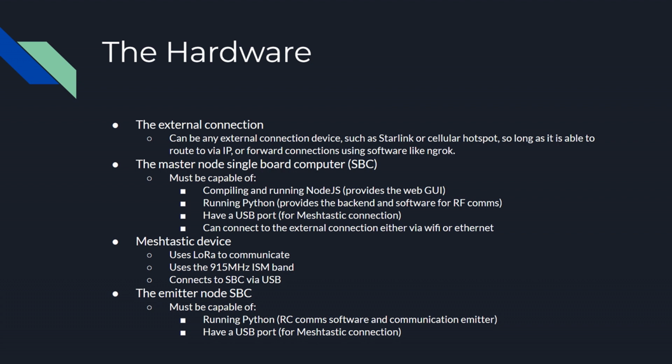The Meshtastic device is going to use LoRa to communicate. In the US it's going to work on the 915 MHz ISM band, and it's going to connect to our single board computers via USB. The emitter node must be capable of running Python in order to connect to the Meshtastic API, as well as to connect to the emitter or whatever other device it's hooked up to, and it must have a USB port in order to connect to the Meshtastic device.